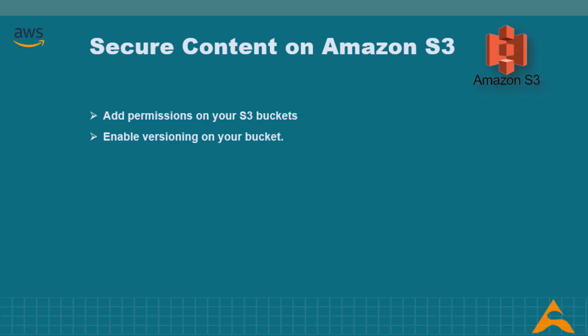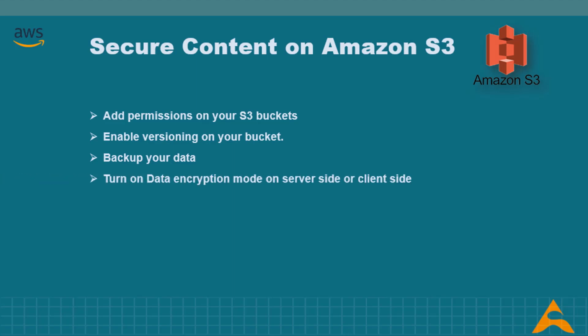Another is implement versioning of all objects. It is recommended to enable versioning to store a new version for every modified or deleted object from which you can restore compromised objects if necessary. You should back up your data. You can back up data stored in Amazon S3 to another Amazon region or to on-premises backup systems. Last important is use server-side encryption for your data.